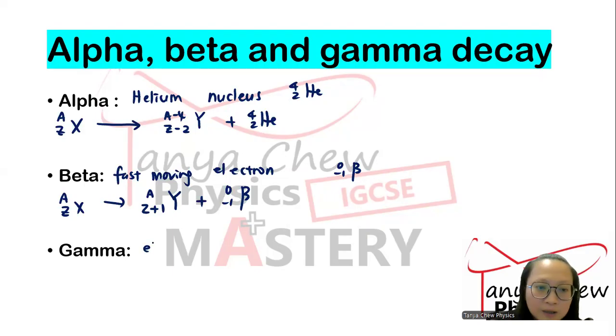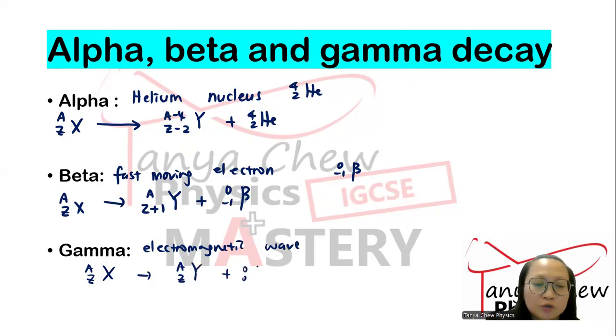Gamma is called electromagnetic wave. So A, Z, X gives gamma, you still form the same one, but it's a different element due to the energy release. Oh, this is the symbol of gamma, by the way.